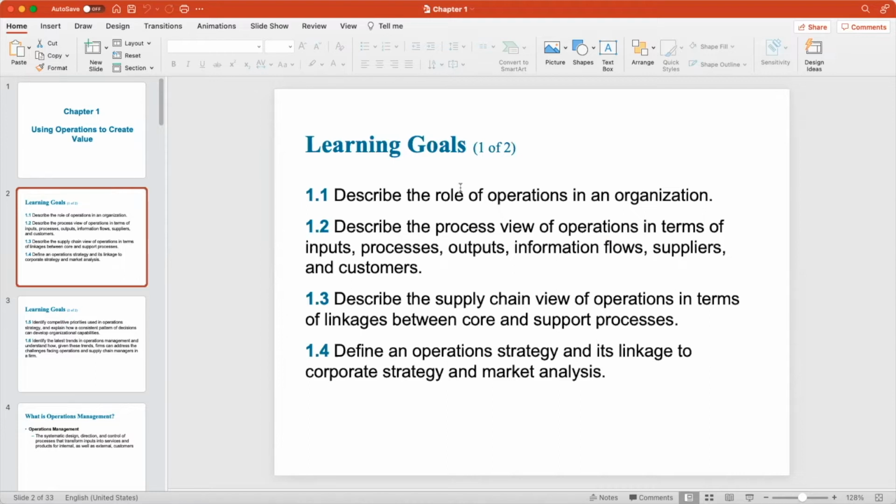So here I basically just list some important learning objectives of this chapter. As you can clearly see here, we start by talking about, for example, the definition and the role of operations, all right? Why operations management is so important, why we need to learn this whole area, okay? That's the first question that we need to figure out.